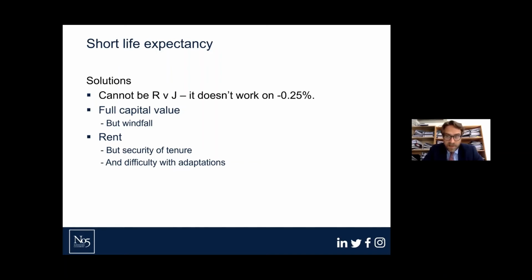Now, I confess that when I first heard that this was being advanced as a possible solution to the problem created by short life expectancy cases, my initial reaction was, well, that's manifestly completely wrong. And that is because that leads to overcompensation. Now, that is not only an outcome which is contrary to first principles, but it's also the outcome that Robertson, Johnson and indeed Swift have gone to extensive lengths to try and avoid.